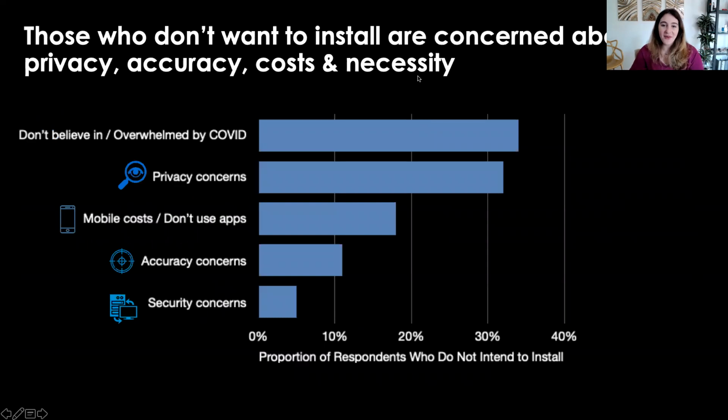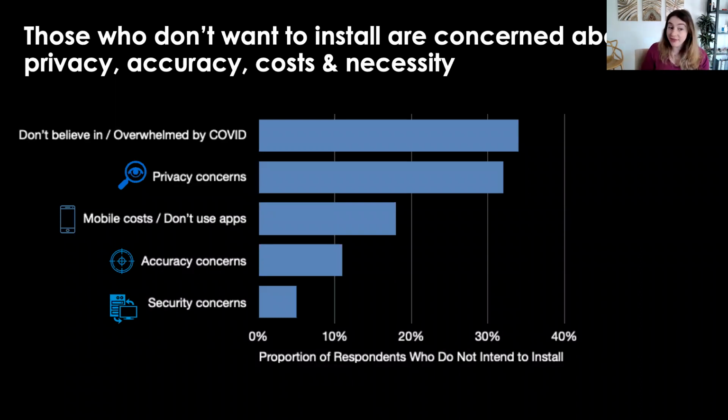Awesome. Okay, and so in terms of why people did not want to install, we see a large proportion, over 30%, who either didn't believe in COVID. Remember, these surveys were run around March to May of 2020, so pretty early on, and the US has some challenges with science knowledge and beliefs. So people either didn't believe in COVID or they were overwhelmed by it. We saw people saying, I'm already hearing so much about this pandemic, I just can't stomach installing one more thing that's going to remind me of it.